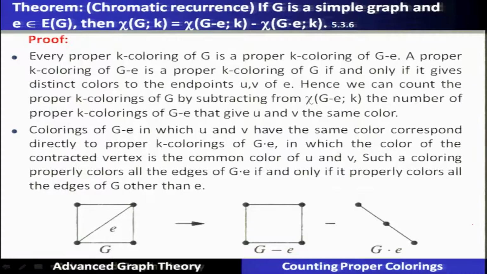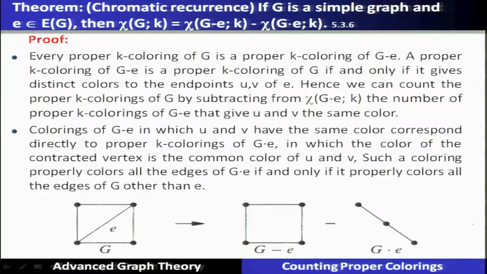So, chromatic recurrence theorem. If G is a simple graph and E is an edge in the edge set of that particular graph, then the chromatic value of G for k different colors is equal to the chromatic number of G without that edge with k different colors, minus the chromatic number of G contracted on edge E with k different colors. So, the proof will give you the idea. Let us see this particular proof.